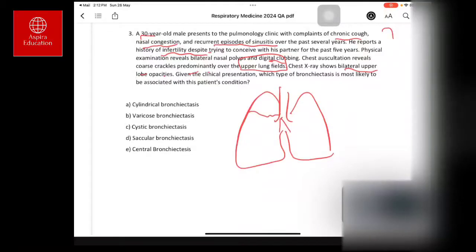So here we are, upper lobe bronchiectasis, bilateral. Which type of bronchiectasis is most likely to be associated with this person's condition? Cylindrical, varicose, cystic bronchiectasis, saccular, or central bronchiectasis? This is a good question.